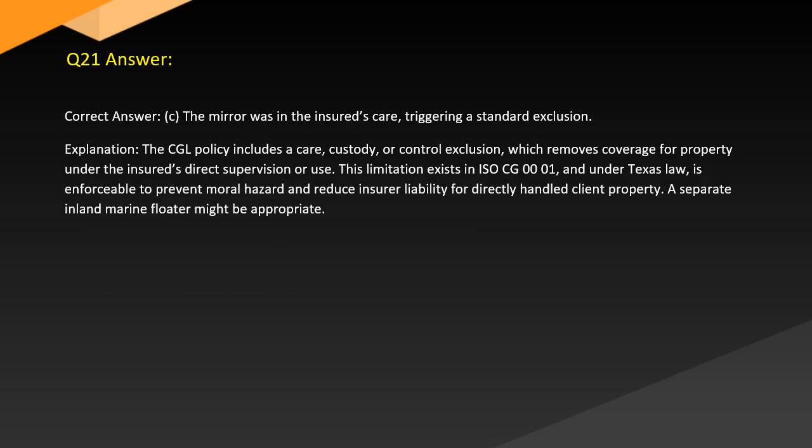Answer. Correct answer. C. The mirror was in the insured's care, triggering standard exclusion. Explanation. The CGL policy includes a care, custody, or control exclusion, which removes coverage for property under the insured's direct supervision or use. This limitation exists in ISO CG 00 01 and under Texas law is enforceable to prevent moral hazard and reduce insurer liability for directly handled client property. A separate inland marine floater might be appropriate.